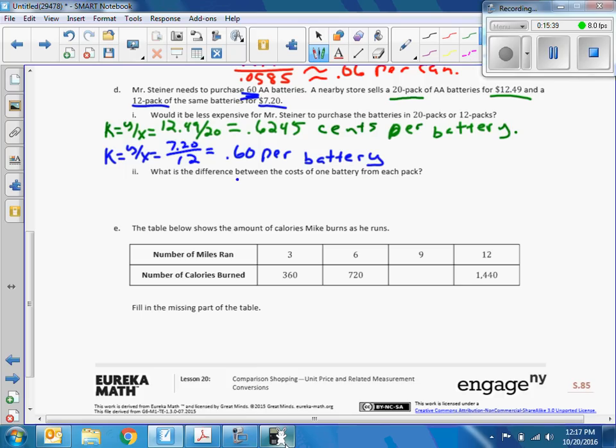Okay, so it's 0.6245 minus 0.6000, if you will. Subtracting, and the answer is 2 cents, almost 2.5 cents per battery cheaper.